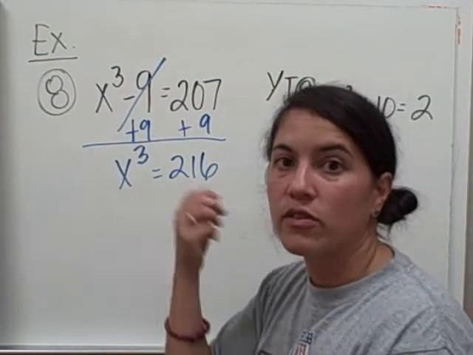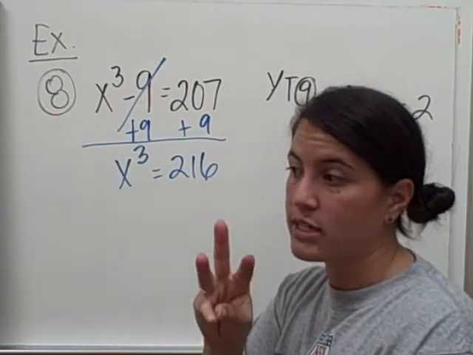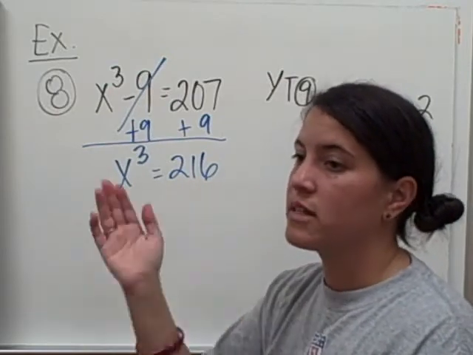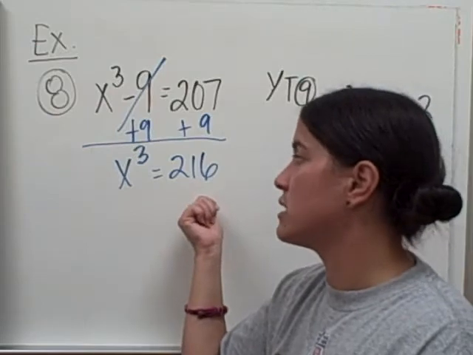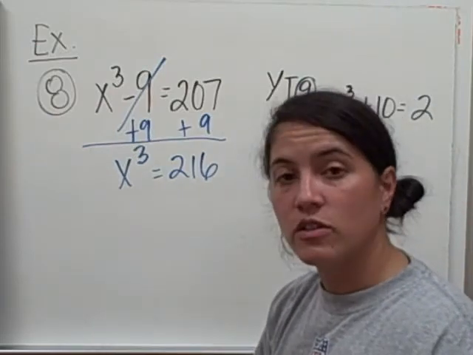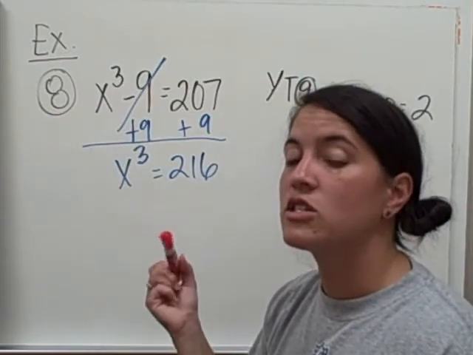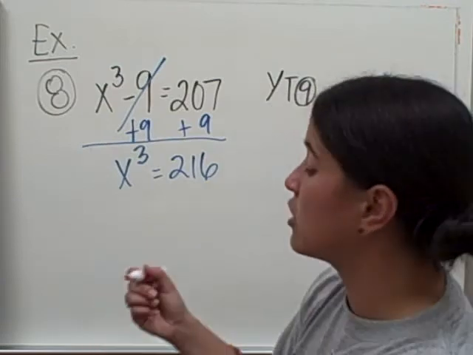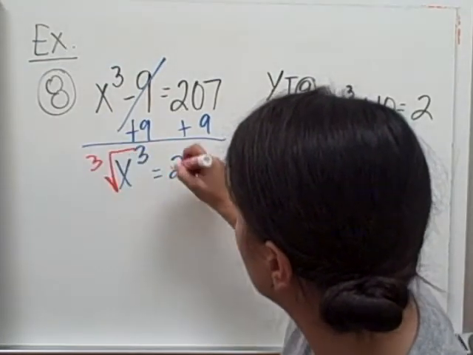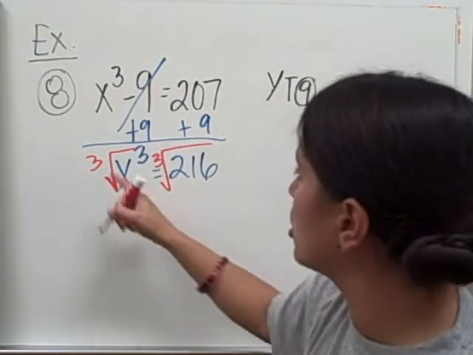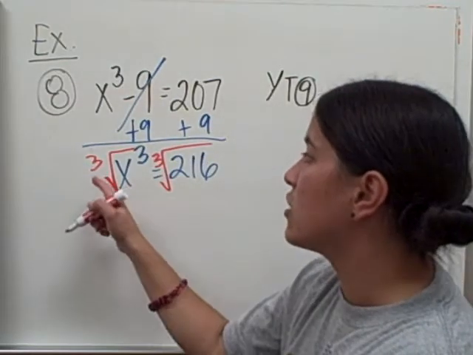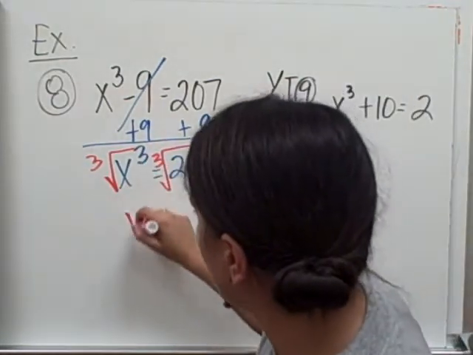That means there are 3 identical numbers that you multiply. So x times x times x equals 216. So in order to undo an x cubed, we have to take the cubed root. So it looks like this. Take the cubed root on both sides. The cubed root and the cube are going to cancel out.